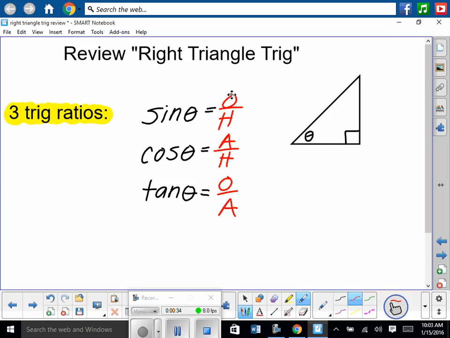Remember that the opposite side and adjacent side all depend on where your theta is. So in this triangle, here's my theta. So this would be my opposite side. Hypotenuse is always across from the 90-degree angle, and my adjacent side then would be this. Is everybody comfortable with that? Okay, let's just start.